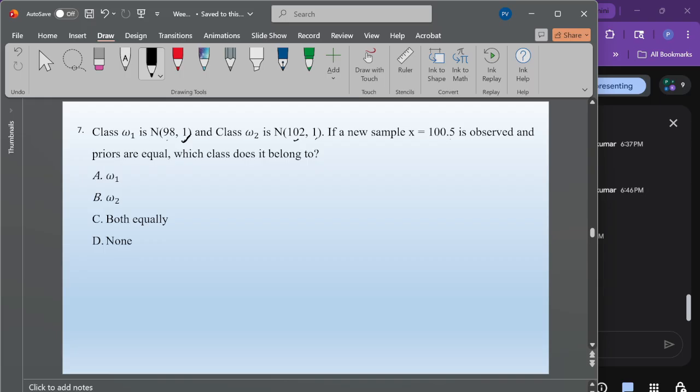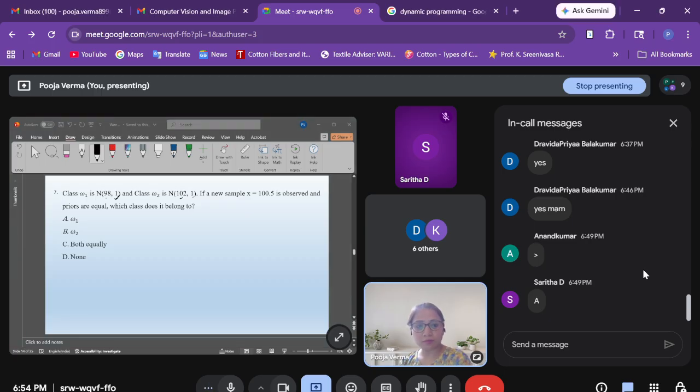So any one of you can tell. It is a normal distribution. Which option can be the correct one? Anyone? Any idea how we can solve this question?